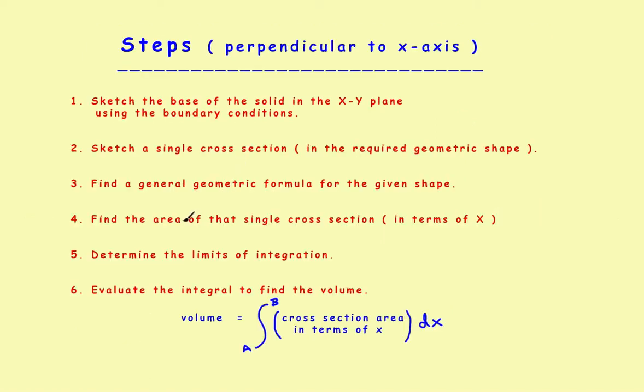Now the next thing says this. You've got the general formula, but now you have to find a specific formula for your particular problem, and you've got to get it in terms of x, because eventually the integral will be in terms of x. And in some cases, this is the trickiest part of the problem. So let's see how that works.